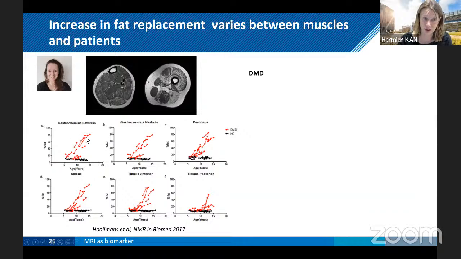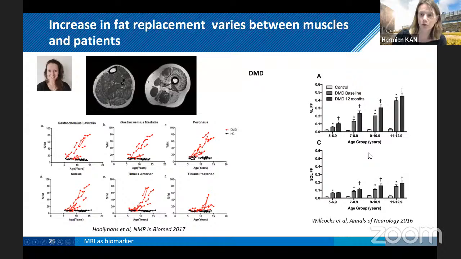So we can see that the gastrocnemius lateralis in this boy of about 10 years old is already at 60%, while in the same boy, the tibialis posterior muscle, which is still here all the way in the middle, is actually still quite low. But all the muscles seem to show a similar curve.